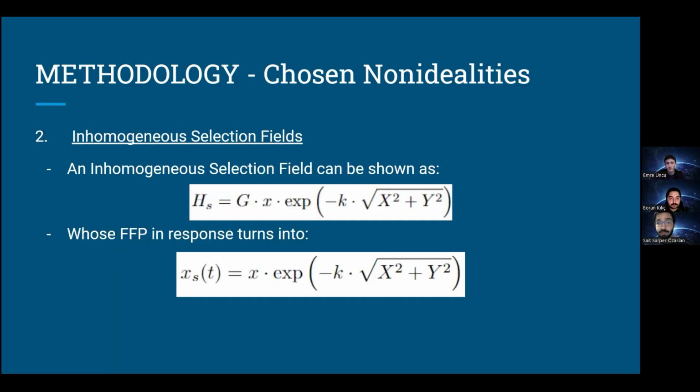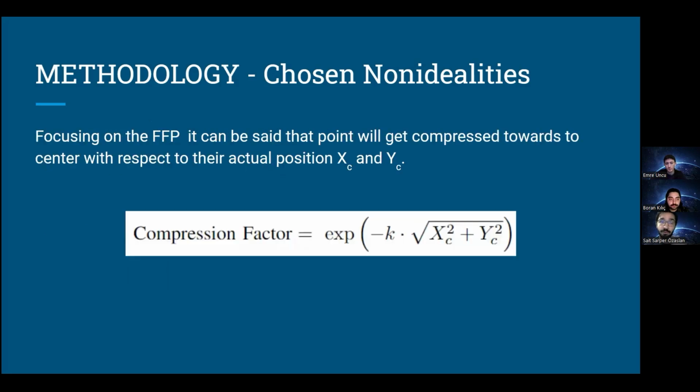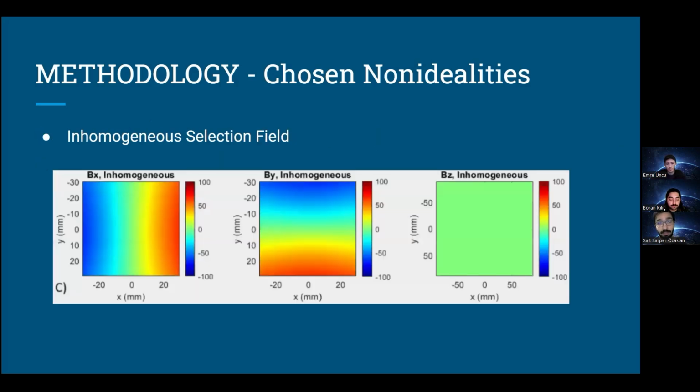Moving to inhomogeneous selection fields, we added the inhomogeneity by adding an exponential that decreases from the center to the other side, which in response gives a similar shift in the FFP as well. Focusing on the FFP, it can be said that points will get compressed towards the center with respect to their actual positions XC and YC, as you can see from the compression factor. Looking at the inhomogeneous selection field, you can see that the selection fields are a bit compressed towards the inside.